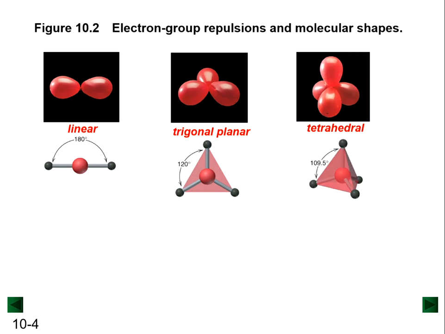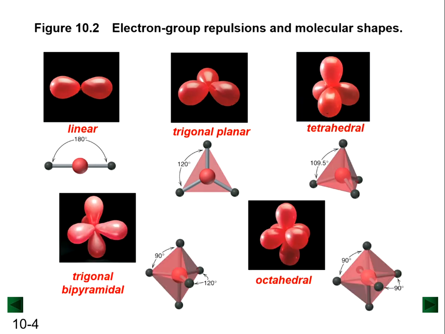There are 5 primary electron group arrangements that we will see for main group elements, particularly the ones that we'll look at. And these include the following. For 2 electron groups, we have a linear electron group arrangement. For 3 electron groups, we have a trigonal planar electron group arrangement. For 4 electron groups, we have a tetrahedral electron group arrangement. For 5 electron groups, we have a trigonal bipyramidal electron group arrangement. And for 6 electron groups, we have an octahedral electron group arrangement.